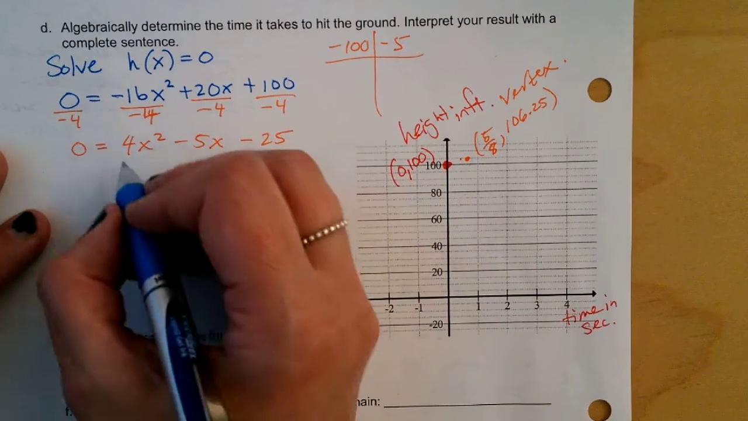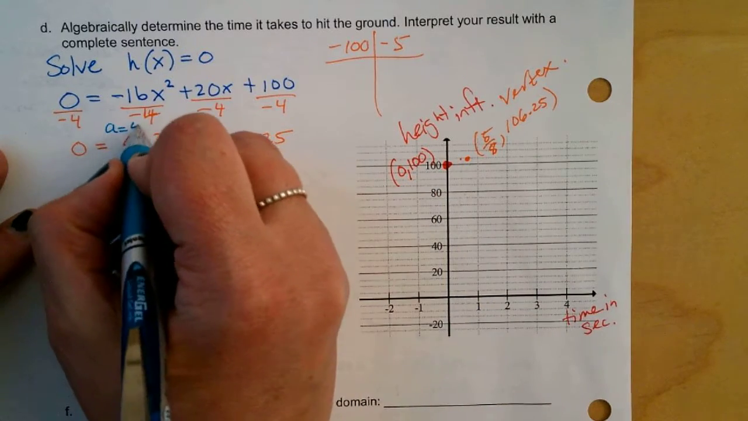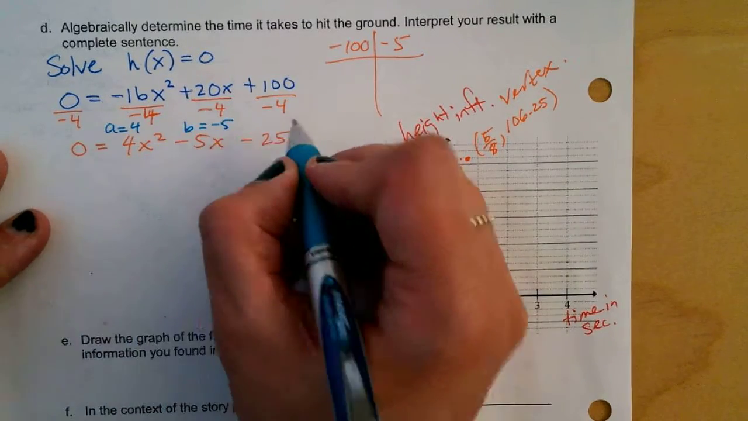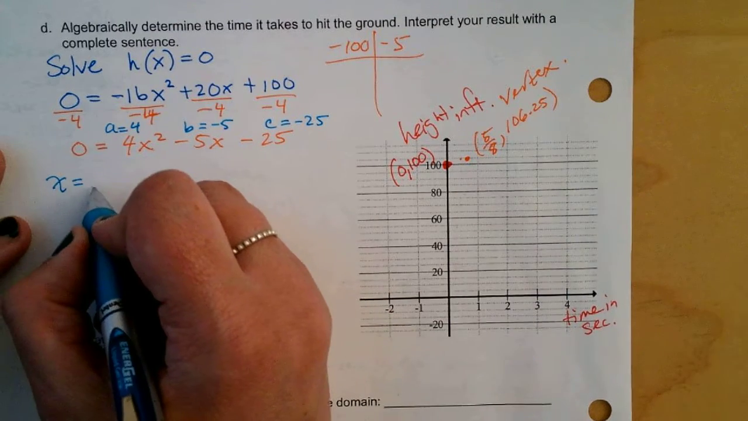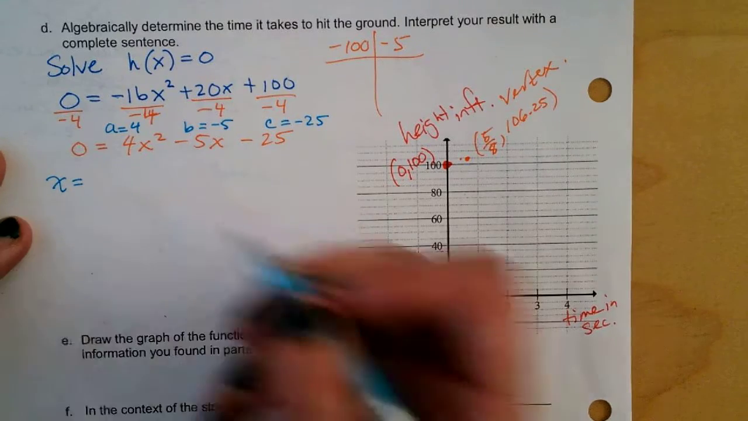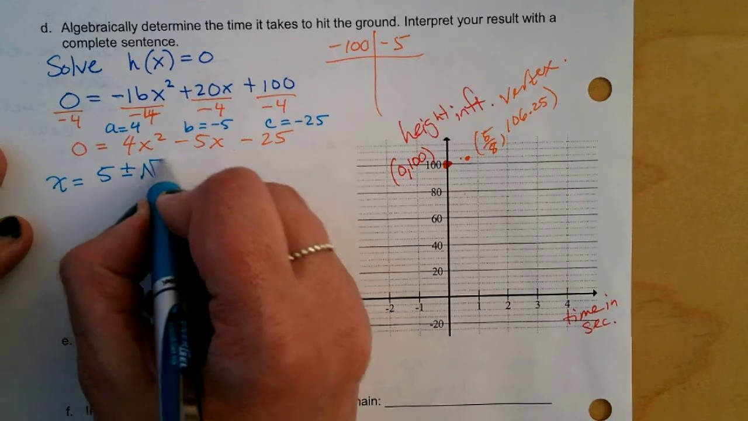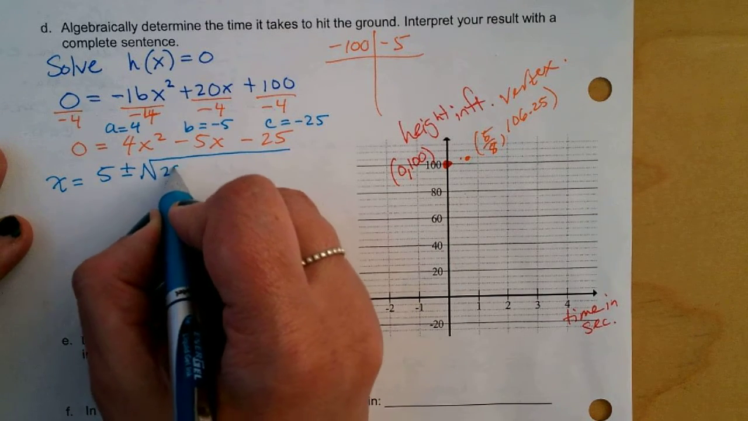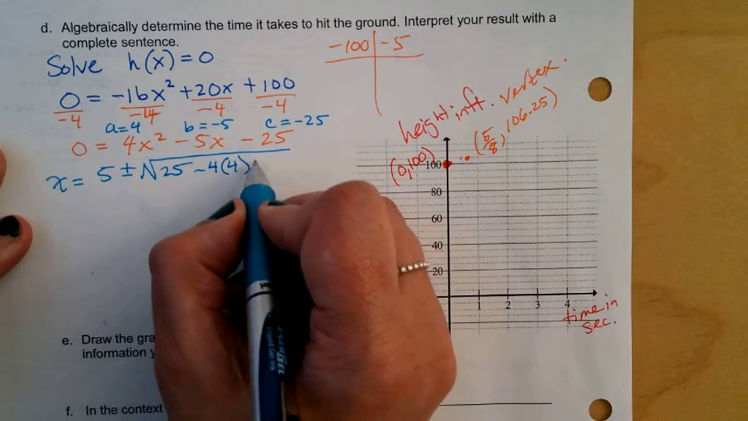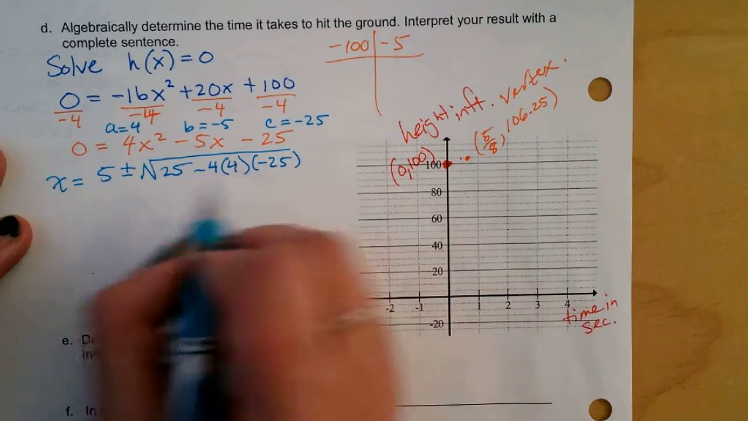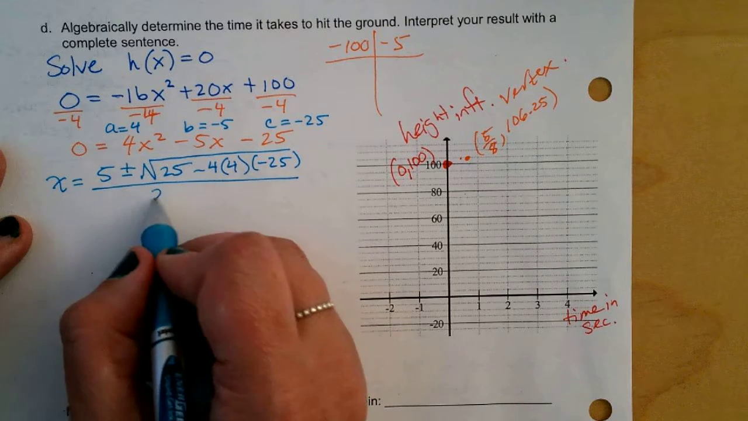Yes, we can't use the square root method, so we want to identify A, B, and C. So I'm going to use a different color. A is equal to 4, B is equal to -5, C is equal to -25. So we're going to go x equals -b. What's -b? +5 plus or minus the square root b squared, which is 25, minus 4 times A times C, all over 2 times A, which is 2 times 4.